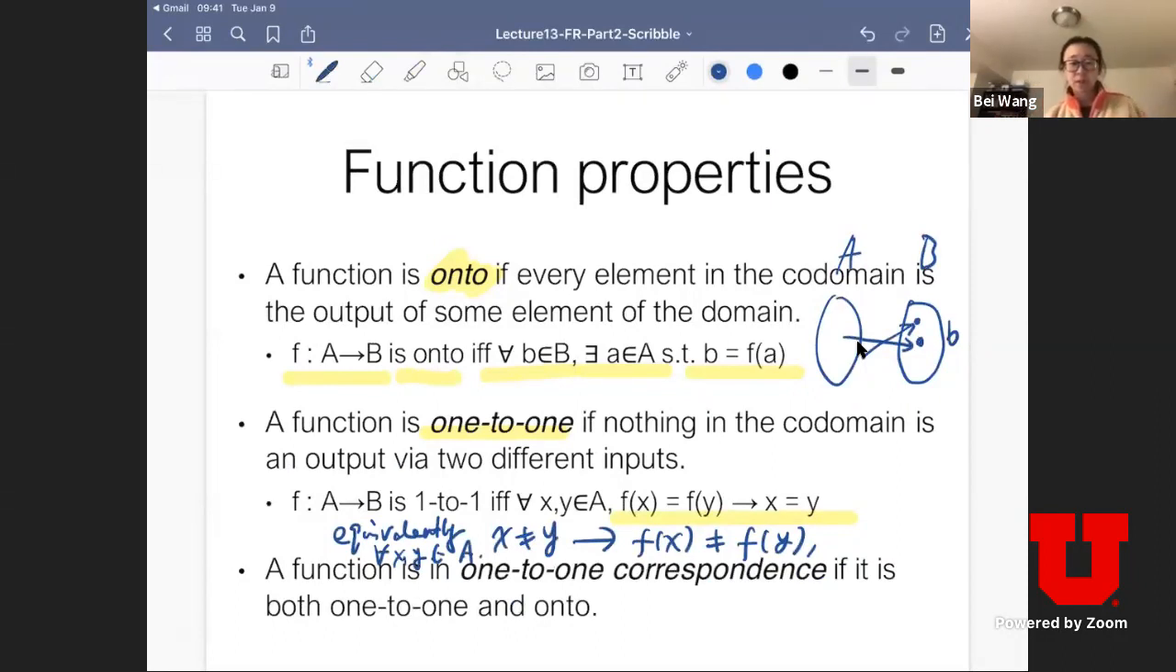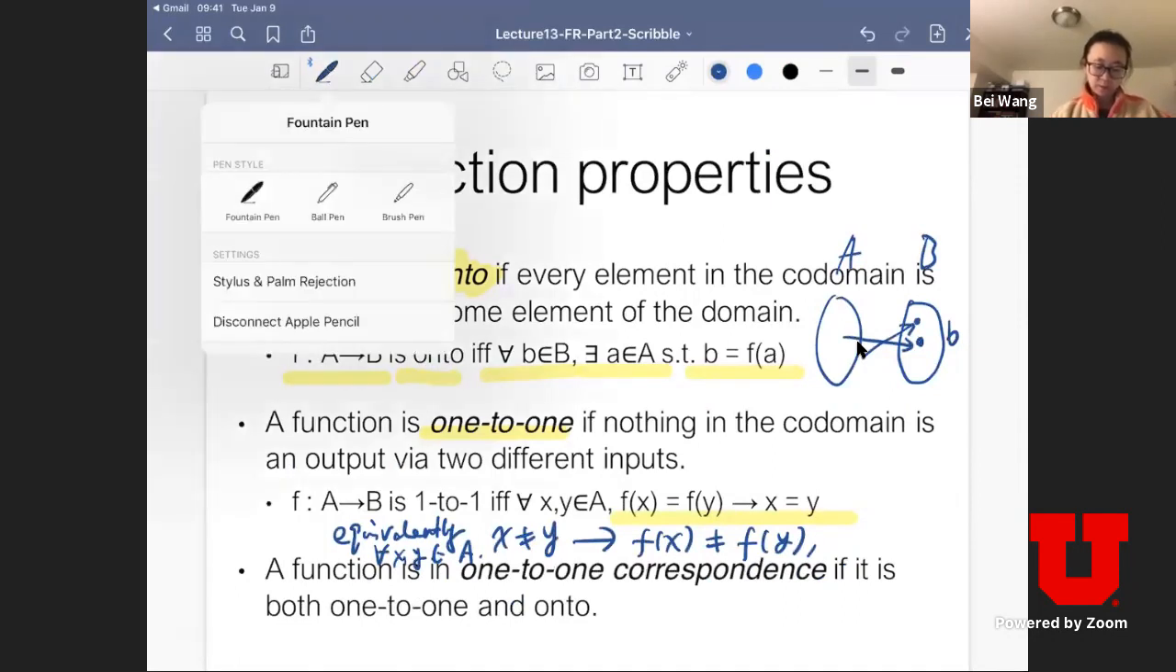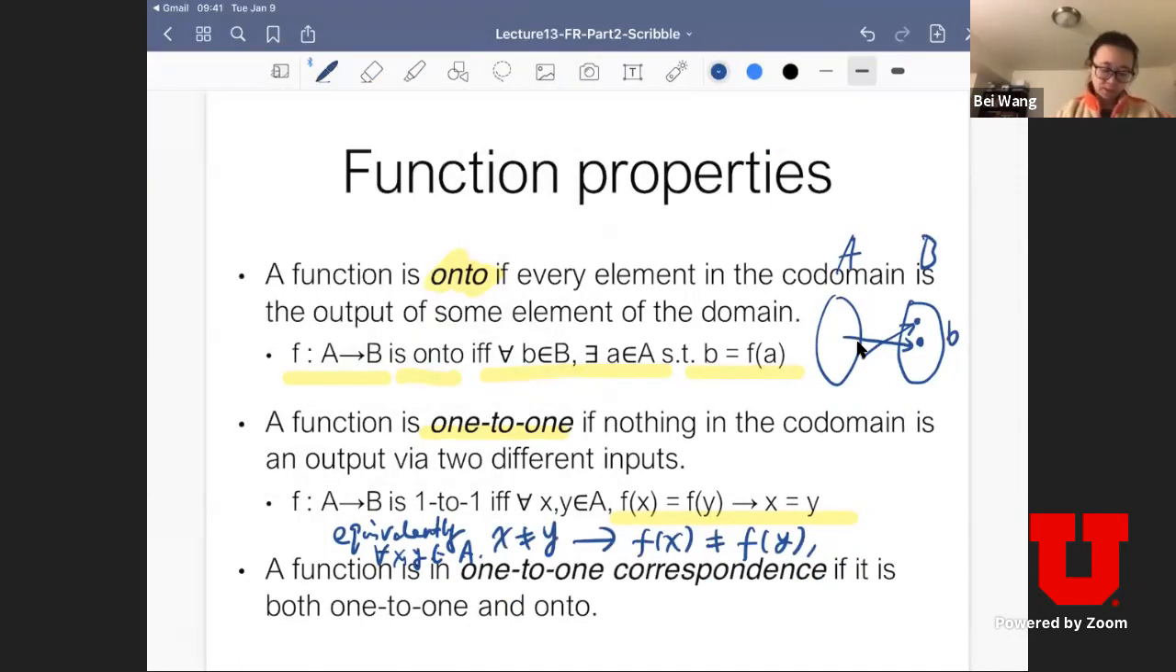And finally, a function is a one-to-one correspondence if it's both one-to-one and onto. Alternatively, we call one-to-one injective, onto surjective. One-to-one correspondence means bijective.